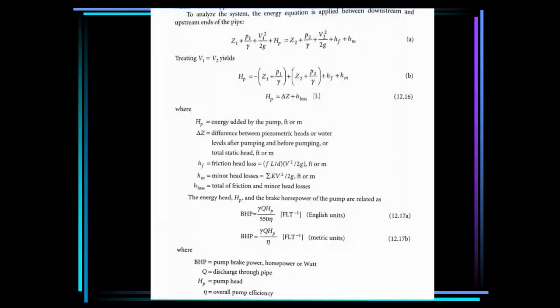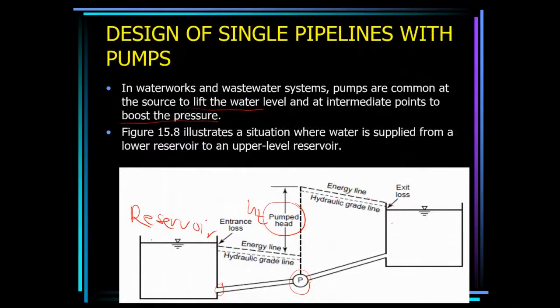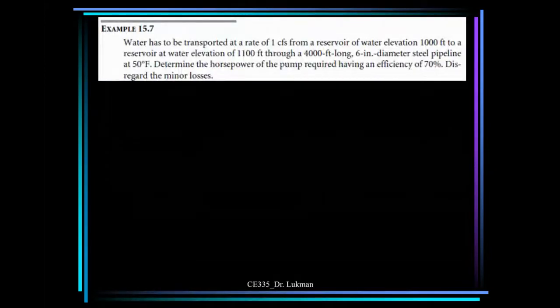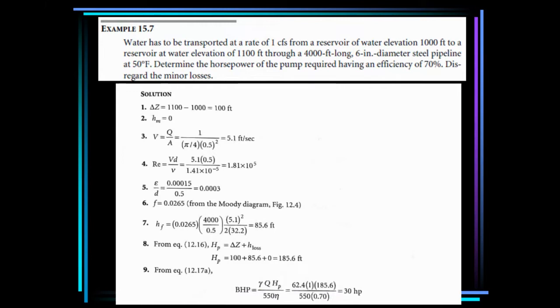So this is similar to this figure: water has to be pumped from the lower reservoir to the higher reservoir. Here 1000, here 1010. So the difference in elevation is 100 feet, which is 30 meters. We want to find the horsepower of the pump. The difference in elevation delta Z is 100 feet. We are to disregard minor losses, so HM equals 0. But major losses, in this case, we cannot disregard them. The pipe is long. You remember when the pipe is long, the frictional head loss plays a significant role.